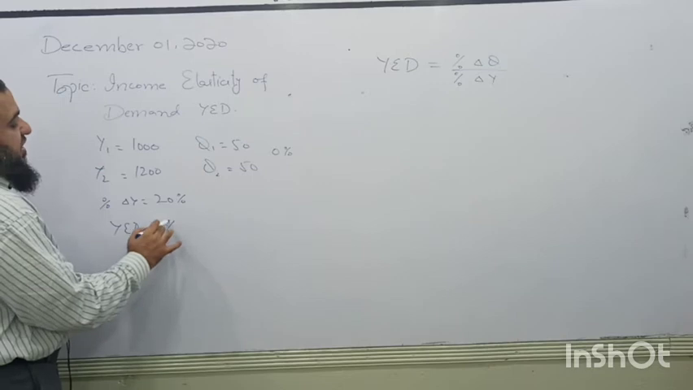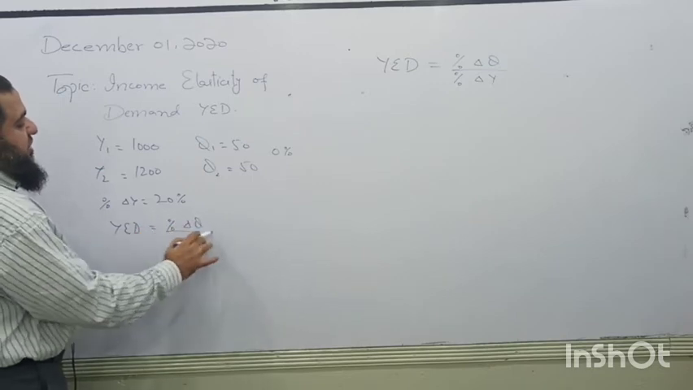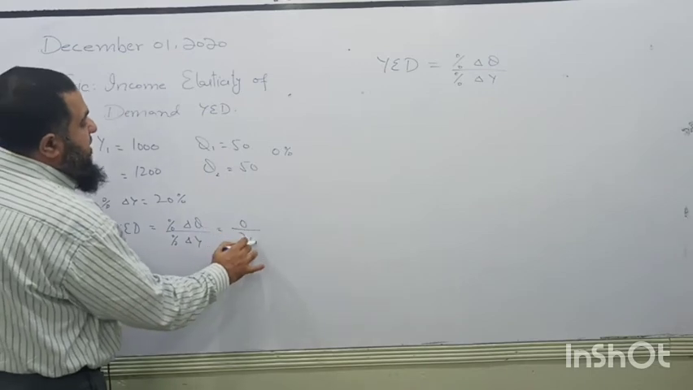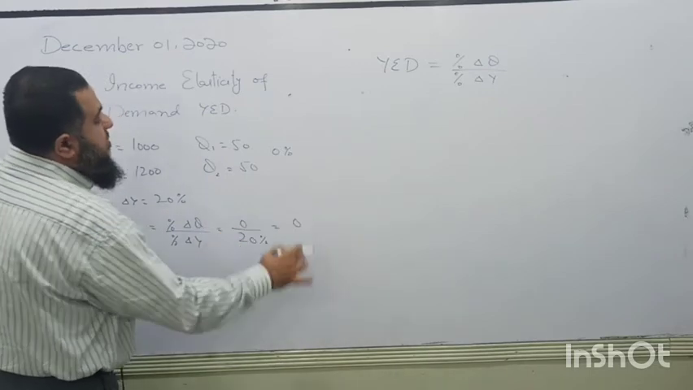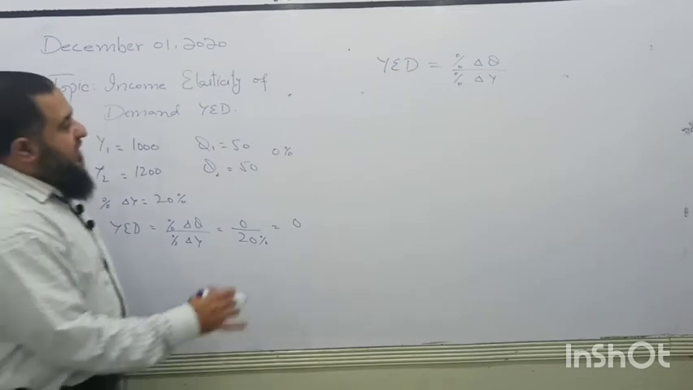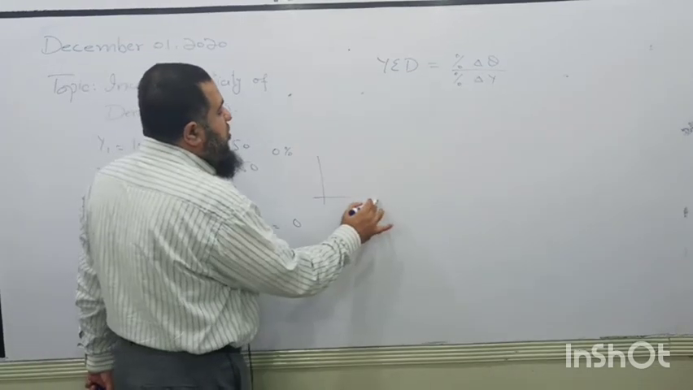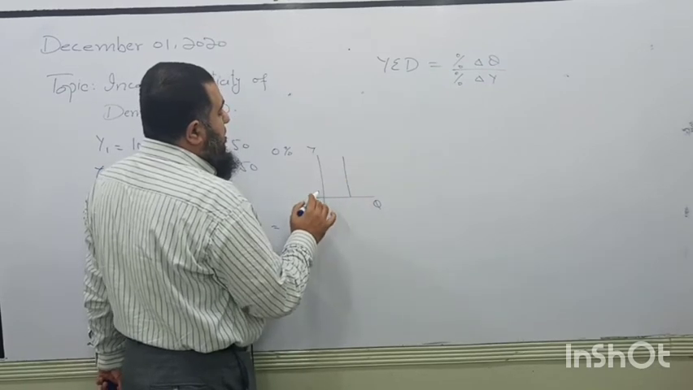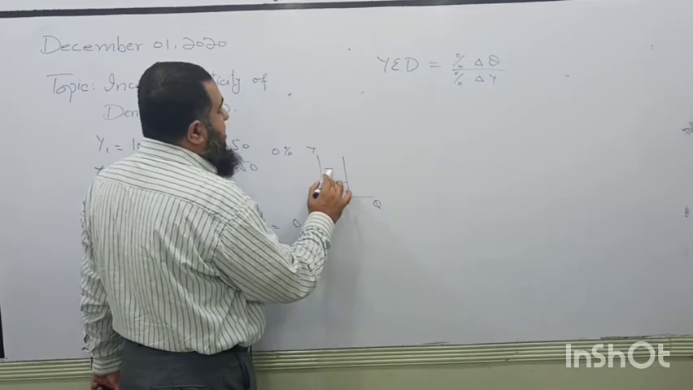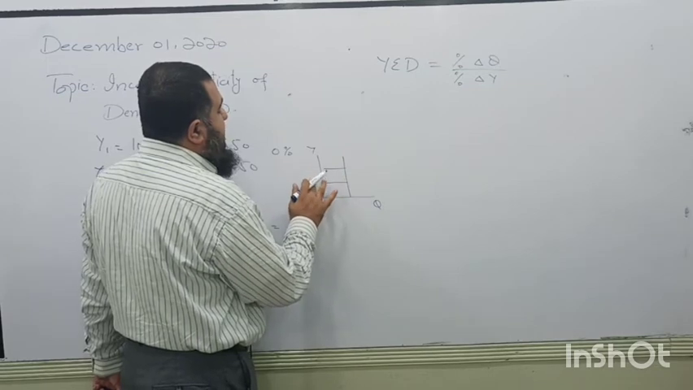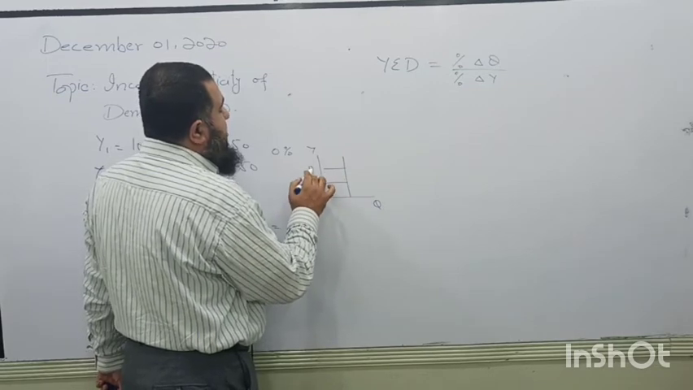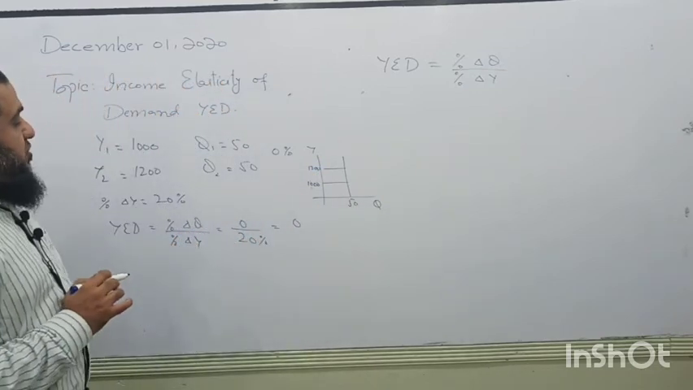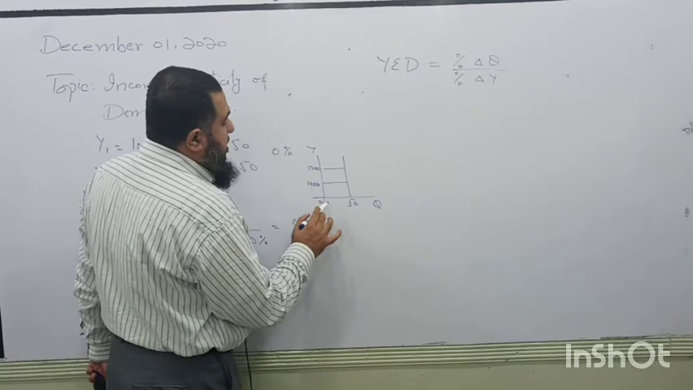Now this is percentage change in quantity due to percentage change in income. So 0 over 20, what is the answer? It will be 0. Whatever the income changes, there is no change in the demand of this product. Okay, income has changed from 1000 to 1200, or income decreases, the quantity demanded remains fixed. So it is a perfectly income inelastic product.